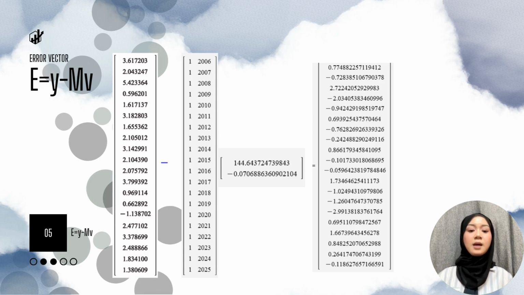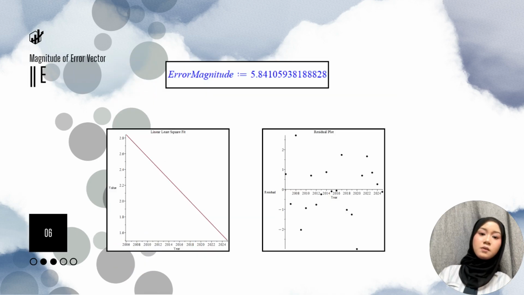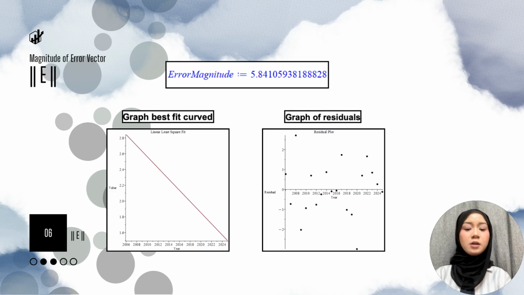These residuals are useful in assessing how well the linear model fits the observed data, as they provide insight into the accuracy of the predictions. So for the final slide of the linear model, the magnitude of the error vector is calculated. The error magnitude obtained for the linear model is 5.8411. So a smaller error magnitude indicates a better approximation to the observed data.